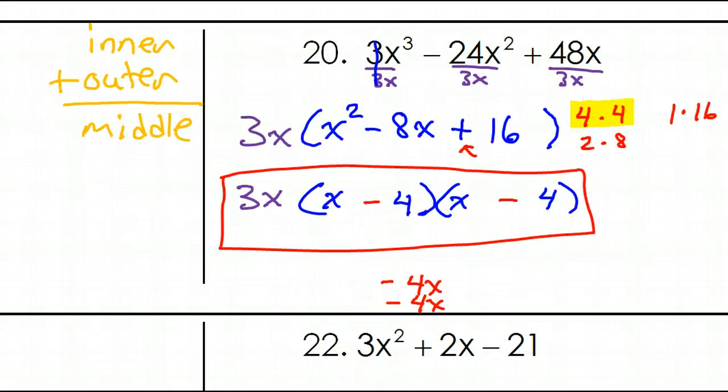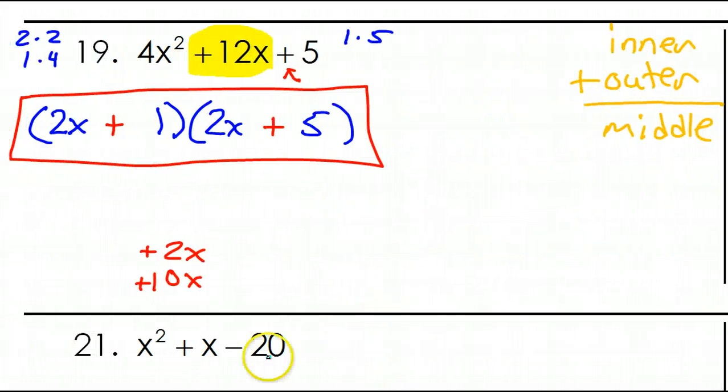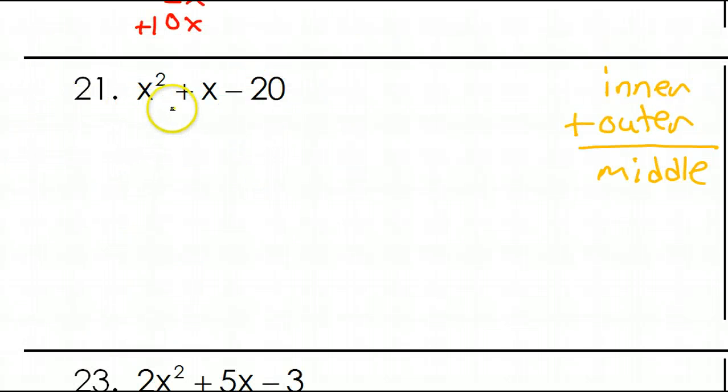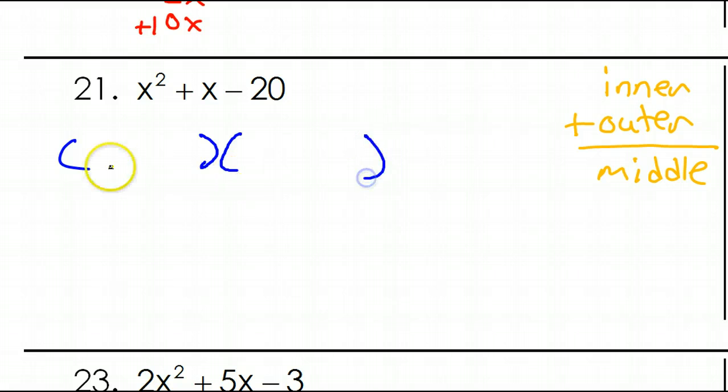Okay, number 21. Always ask yourself first, is there a common factor? Well, no, there is no common factor here. So in that case, we can go ahead and do our binomial times a binomial factorization.